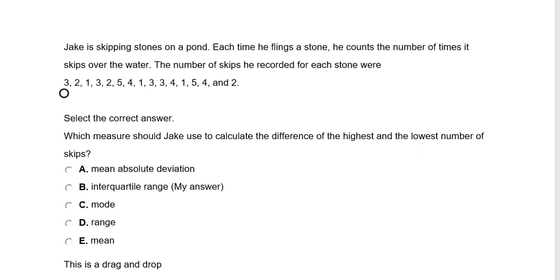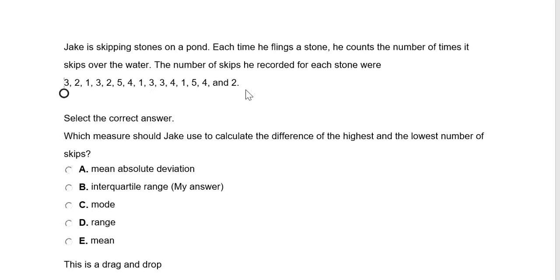Jake is skipping stones on a pond. Each time he flings a stone, he counts the number of times it skips over the water. The number of skips he recorded for each stone were, and here's all the numbers. The question is, which measure should Jake use to calculate the difference of the highest and the lowest number of skips?